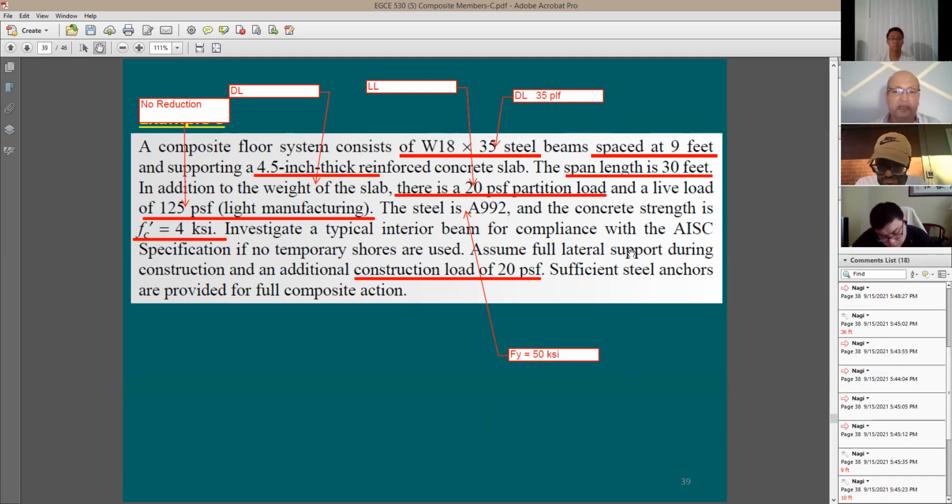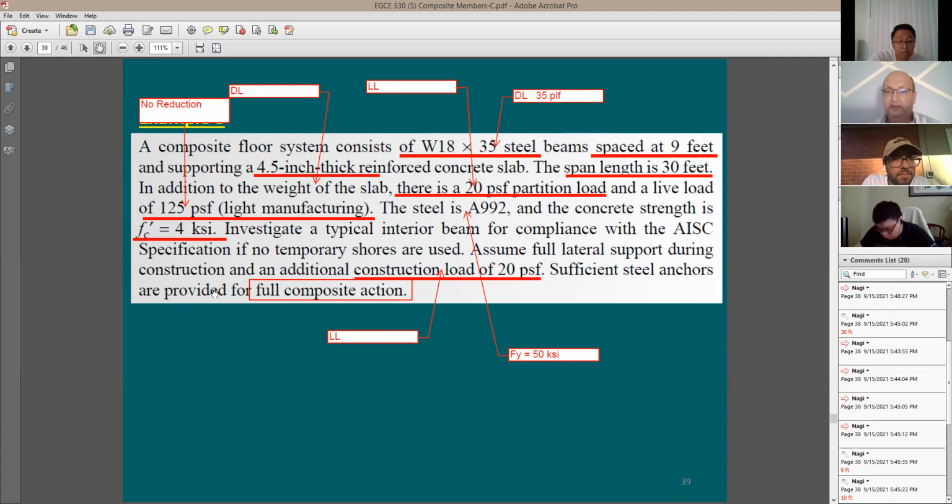It says here, assume lateral support during construction, which means top flange is gonna be braced. So the flange itself is not gonna be swaying, which means you can just take moment capacity to be equal to Fy times Zx times the phi factor 0.9. Very similar, exactly what we have done in our homework. An additional construction load of 20 PSF. Now, is this live load or dead load? It's construction live load, so it's live load. Sufficient steel anchors are provided for full composite action. This is good, which means we're gonna design here for the full force to be transferred from steel to concrete.